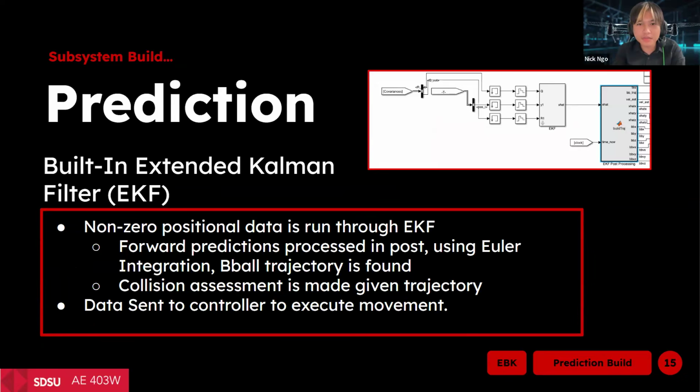After processing the position using the extended Kalman filter, the forward predictions are processed in the next block. Using Euler integration methods, the baseball trajectory is found and sent to collision assessment to verify the distance from the drone and communicate to the planning system to determine whether or not there is a need for movement. Only the non-zero positional data is accounted for due to the zeros affecting the filter readings.